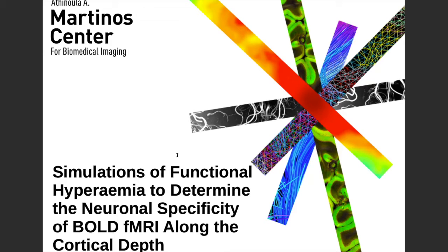And the question that we can answer with that is how specific this blood signal is towards the site of the neurons. An important question that has up to now not yet been answered is how specific fMRI is along the entire cortical depth. We already have simulations that tell us something about the upper layers, but we don't know about the entire cortical depth. On the first slides, I would like to introduce why that is important before I get to the details of the simulations.